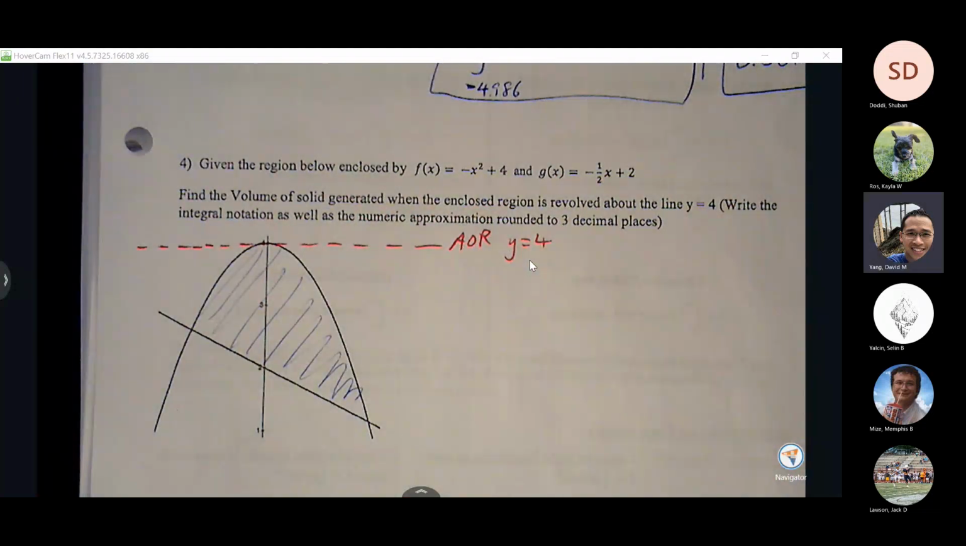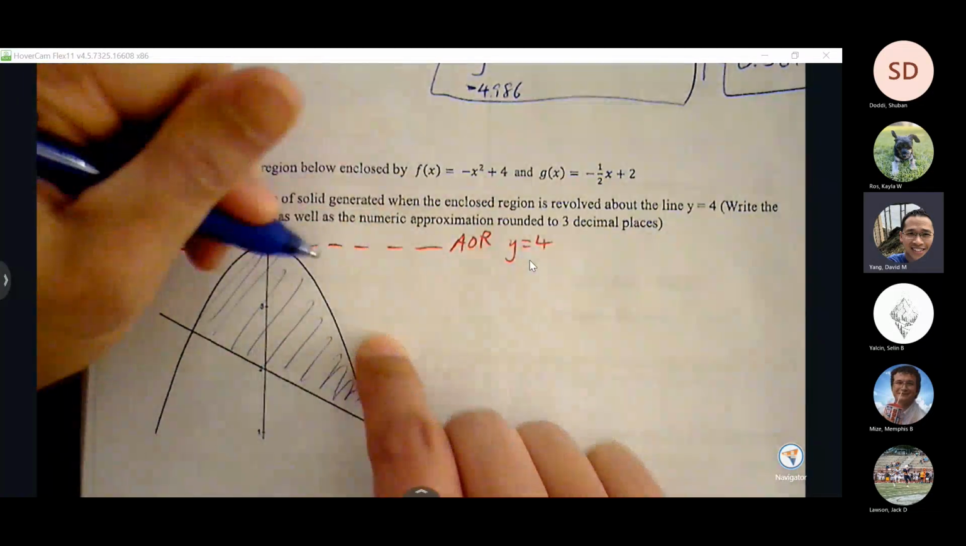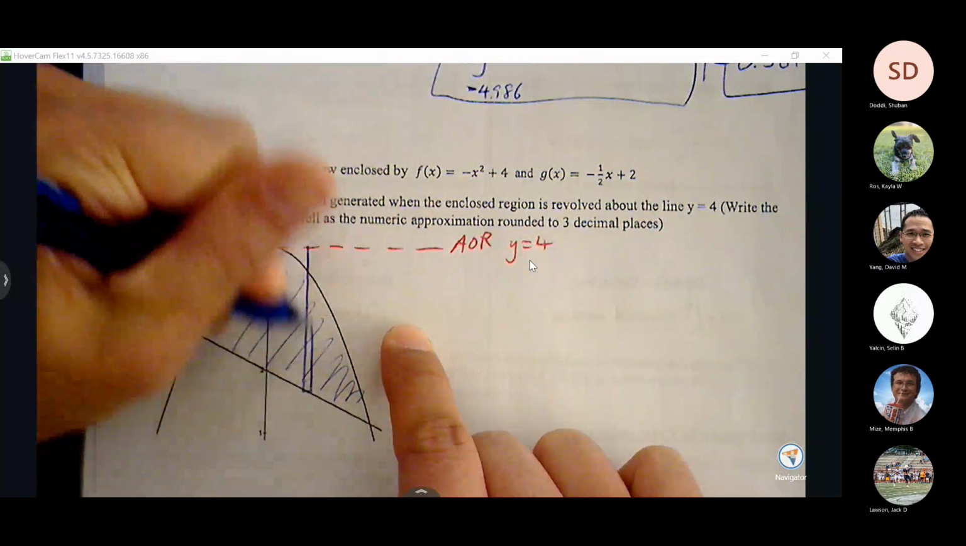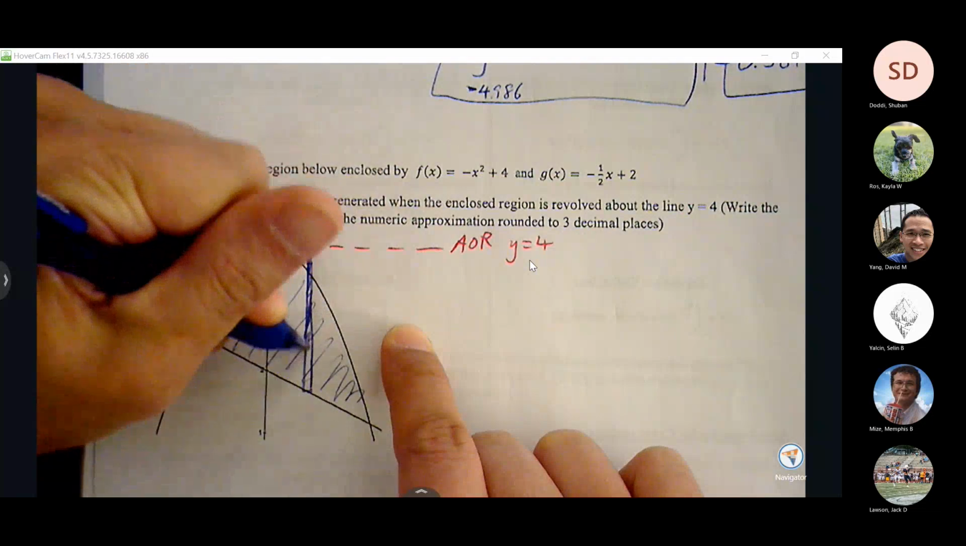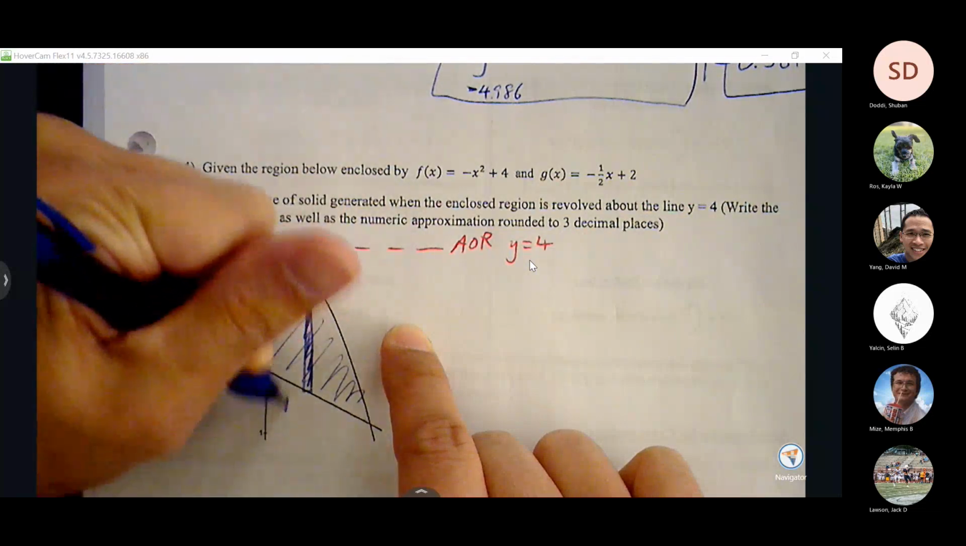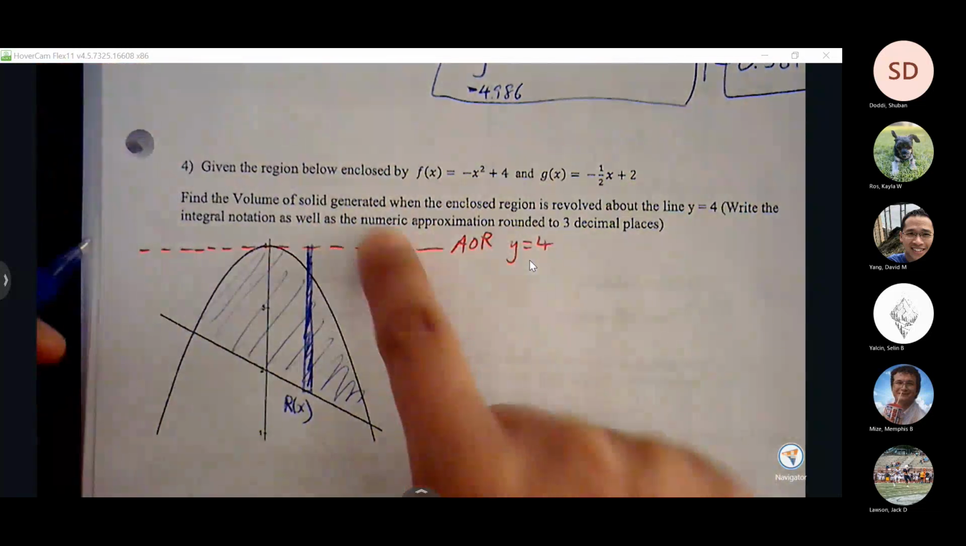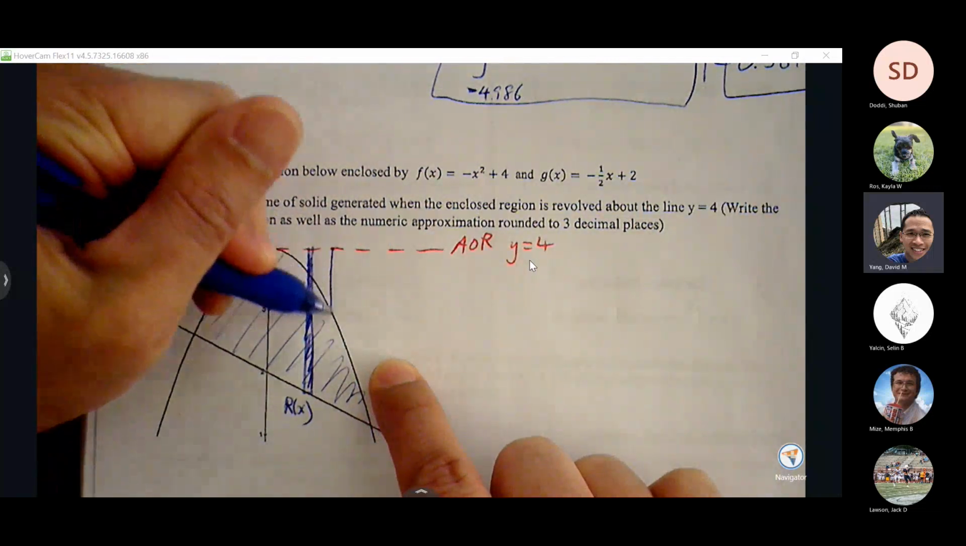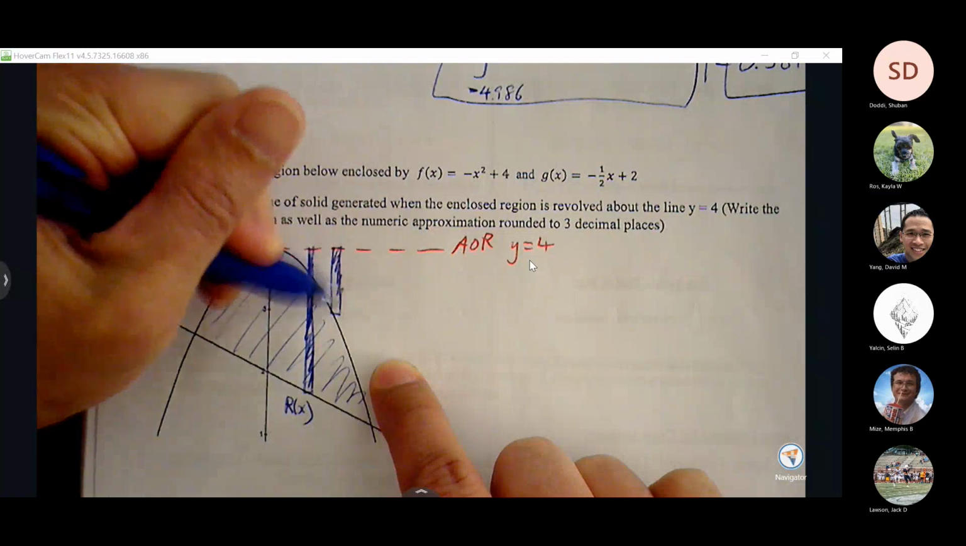So from the axis, you're going to extend to the furthest boundary. That's going to be your big R. From the axis, you're going to extend to the closer of the two boundaries. That's the curve. That's going to be little r, shorter.